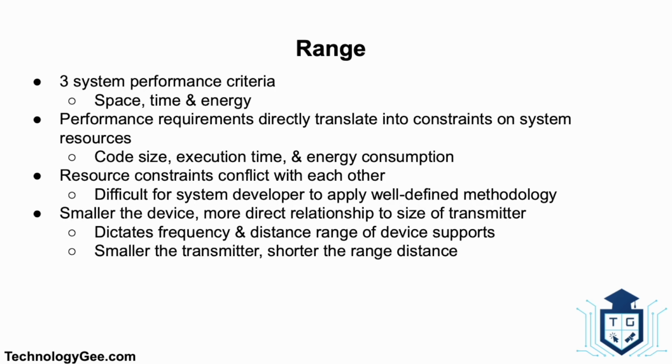Next constraint is range. So embedded systems are typically constrained in terms of three system performance criteria, and they are space, time, and energy. Performance requirements are directly translated into constraints imposed on the system's resources, such as code size, execution time, and energy consumption. These resource constraints conflict with each other in a complex manner, making it difficult for a system developer to apply a well-defined design methodology in developing a real-time embedded system. The smaller the device, the more direct relationship to the size of the transmitter, thereby dictating the frequency and distance range the device supports. So the smaller the transmitter, then the shorter the range distance will be.